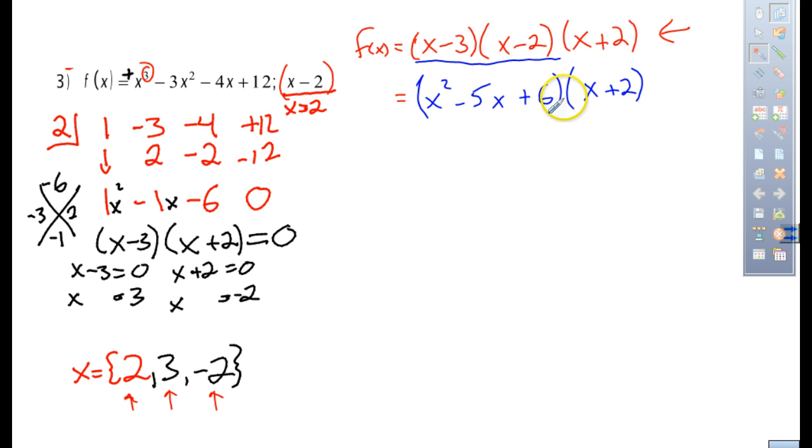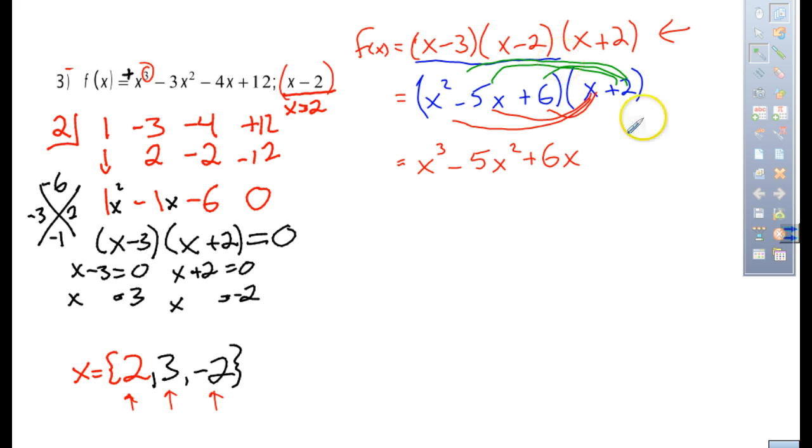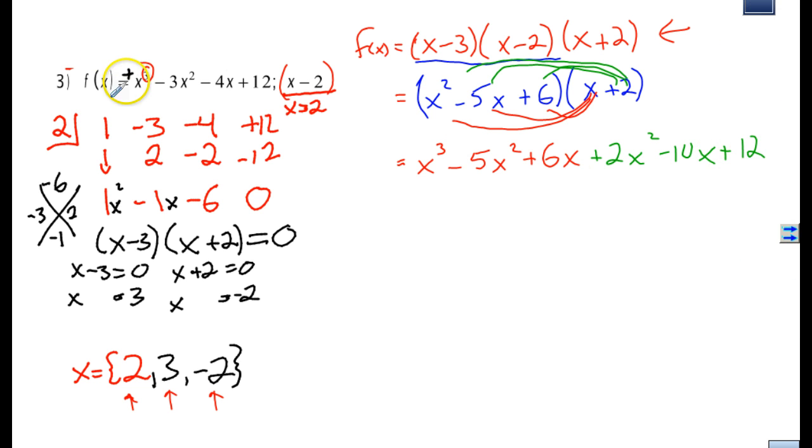So I'm going to multiply x times that, x times that, x times that. So we'll get x to the third minus 5x squared plus 6x, and then distribute the 2. Altogether, 6 of them. So plus 2x squared minus 10x, right? And plus 12. And you can see it taking form, right?